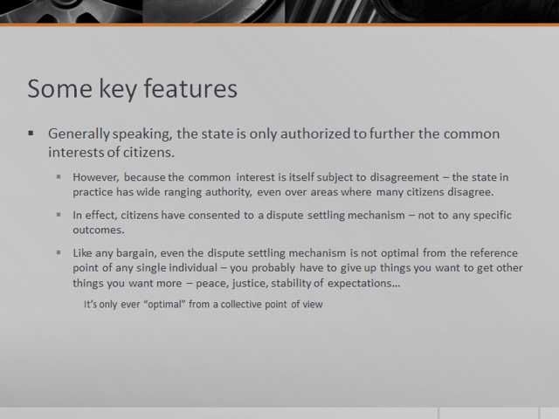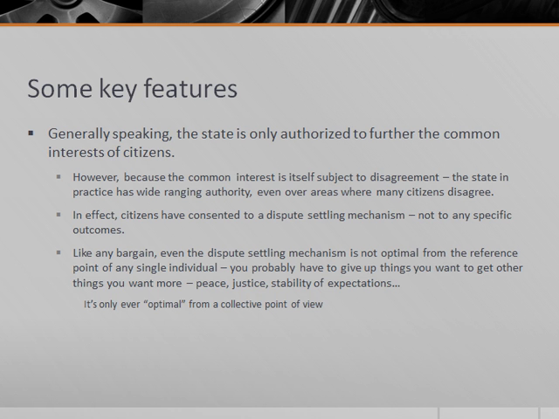So, that being said, because the common interest is itself subject to frequent disagreement, that is to say, what it would be in our common interest to do is not something we always agree about, the state in practice is going to have a wide-ranging authority, even over areas where citizens disagree that the state should be doing these things.